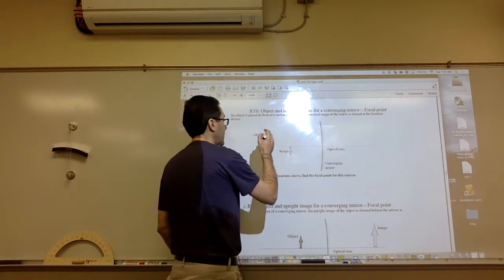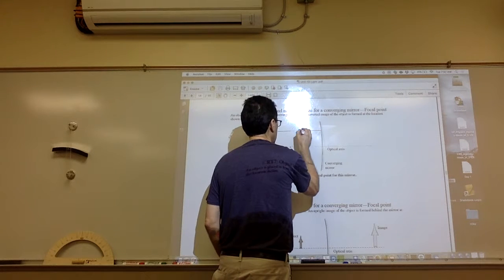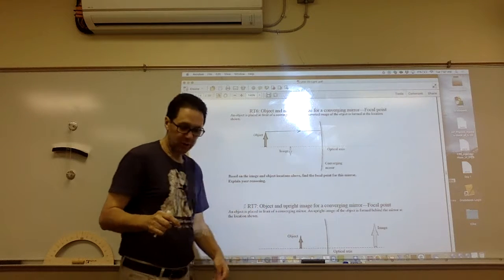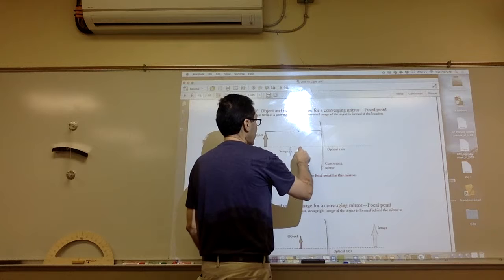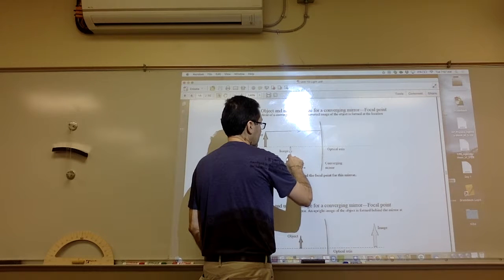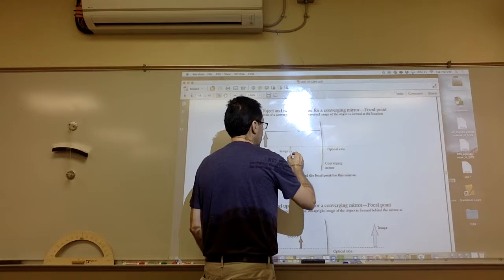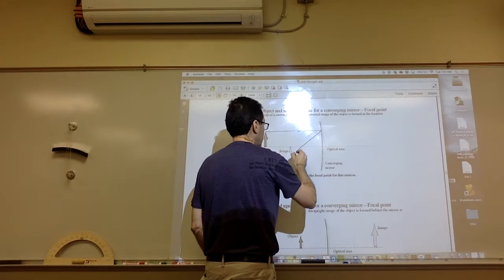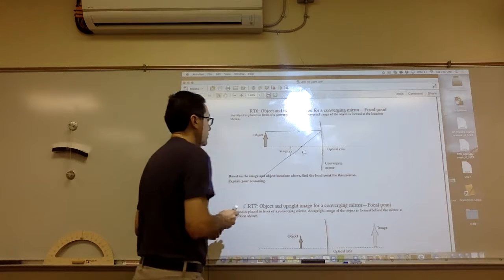Basically what this means is if you come parallel to the principal axis, your reflection will go through the focal point and you should hit the arrowhead of this image. So if I start here and connect these 2 points, my focal point is right there. That's all you have to do.